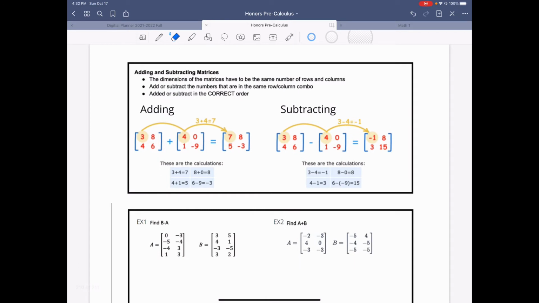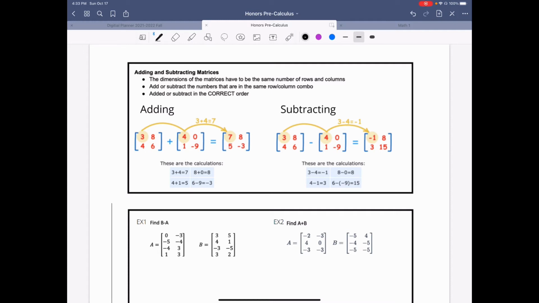Now, the next thing that we're going to talk about is actually looking at adding and subtracting matrices. In order for adding and subtracting matrices to work, they have to have the same dimensions. So you can't add a 2 by 2 to a 2 by 3. Okay, so for adding and subtracting, they have to have the same dimensions. If they're not the same dimensions, then you cannot do it. It's undefined.